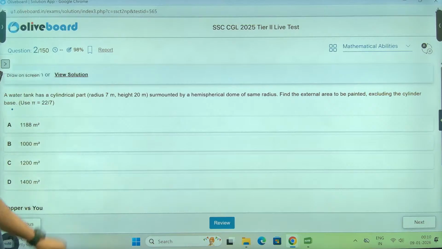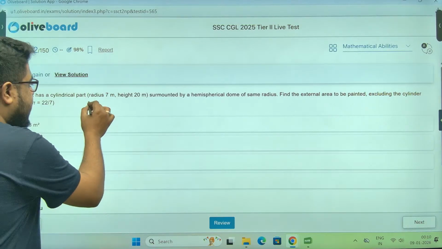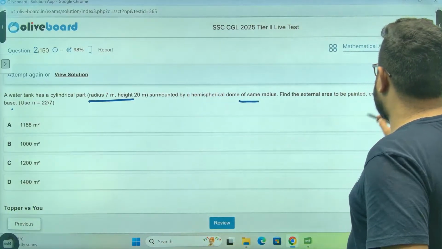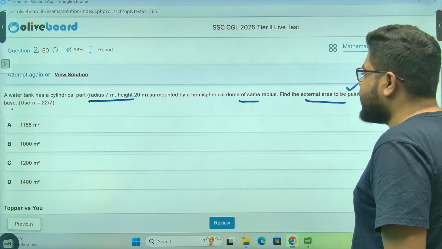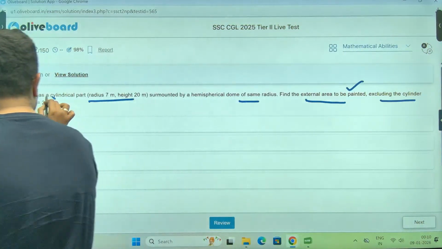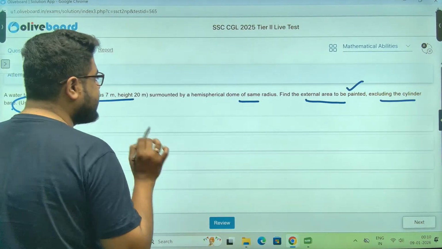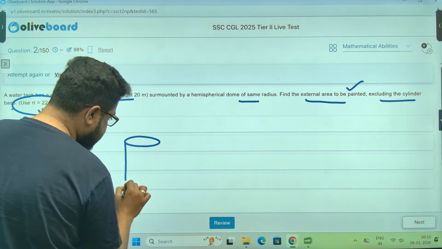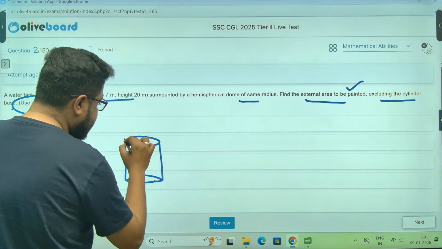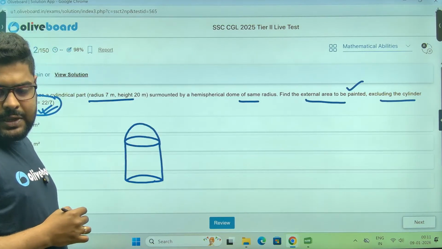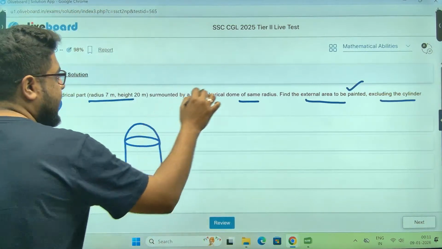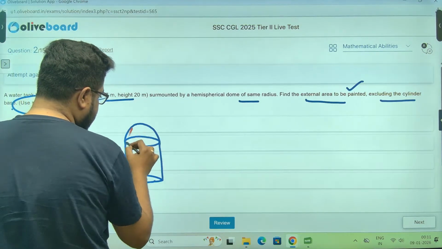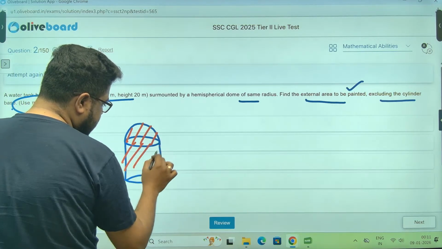Next one. A water tank has a cylindrical part, radius and height given, surmounted by a hemispherical dome of this. External area to be painted excluding the cylinder base. Take pi as this, meaning 11 multiple I can check. So the situation is, there is a cylinder like this and there is a hemisphere on top of this. They are asking the external area to be painted apart from the base.